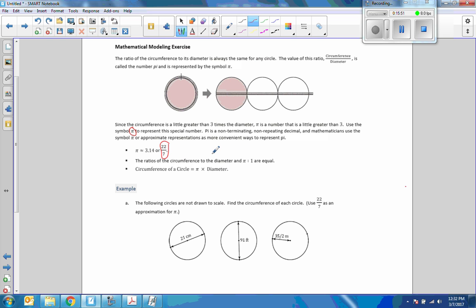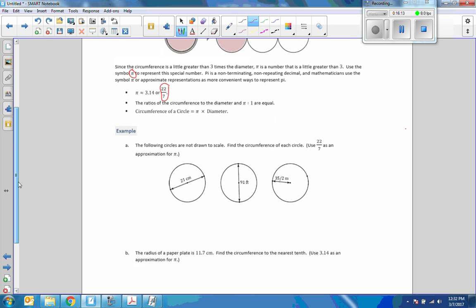The ratio of the circumference to the diameter is pi. The ratio of the circumference to the diameter and pi to 1 are equal. Okay, circumference of a circle is pi times diameter. So we're going to start using that formula to find things about the circle.